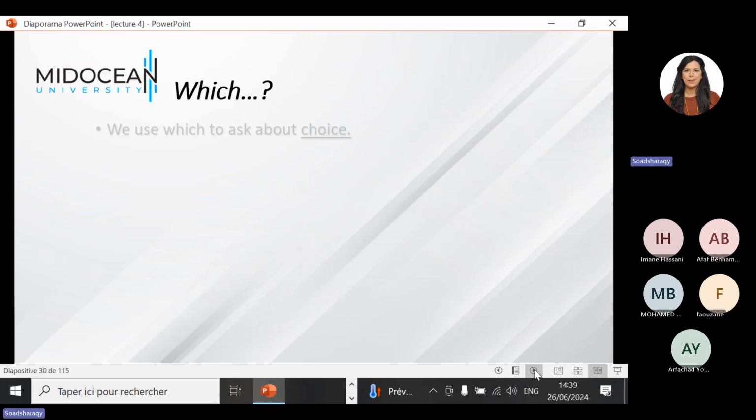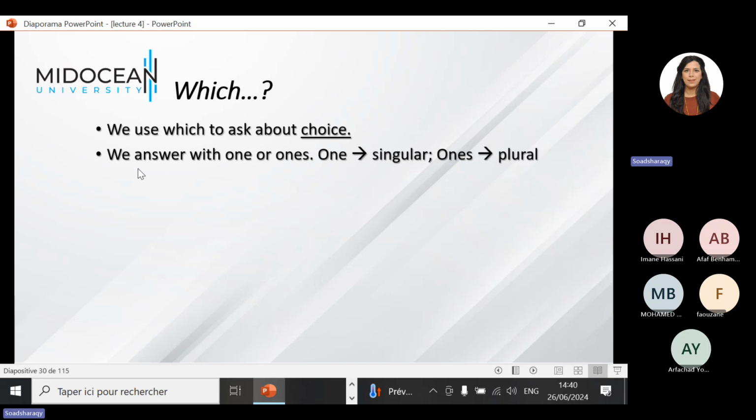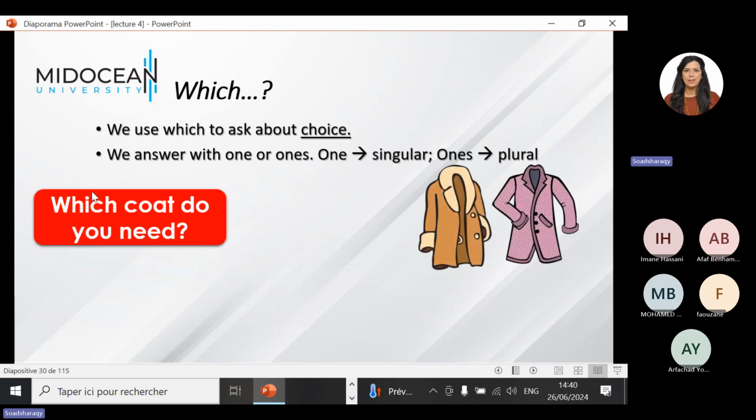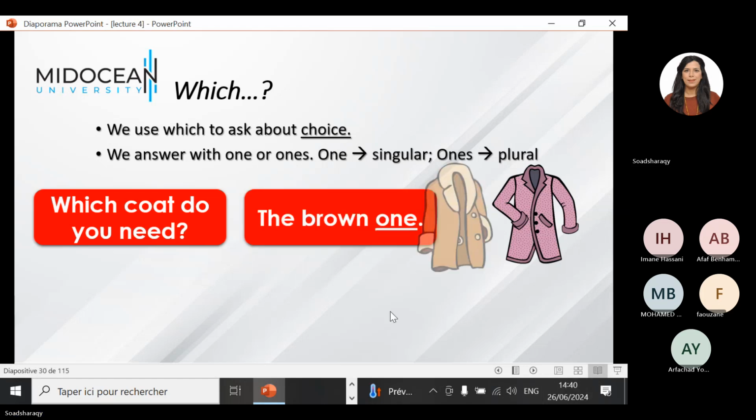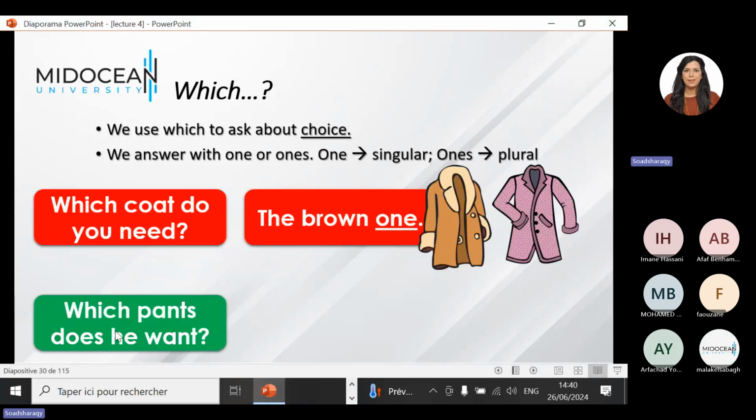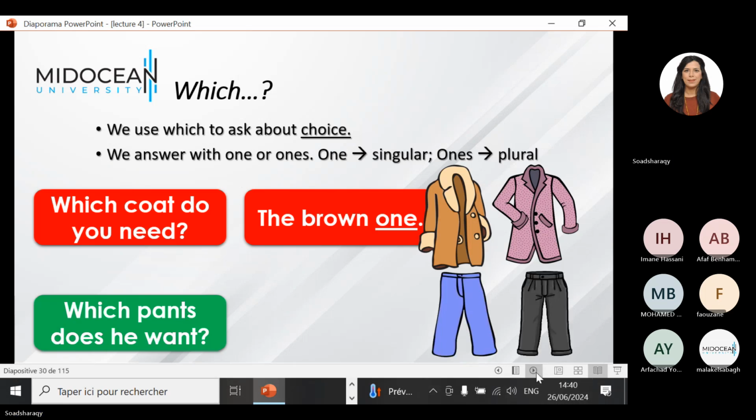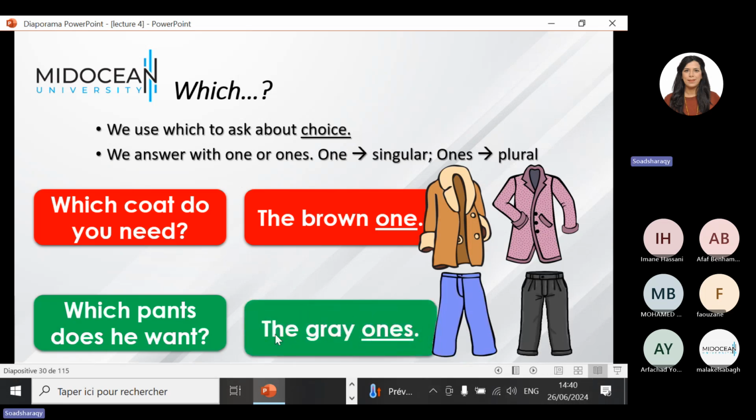Which? So we use which to ask about choice. So we answer with one or ones. One equals singular, ones equals plural. Example. So which coat do you need? The brown one. Okay. Which pants does he want? The gray ones.